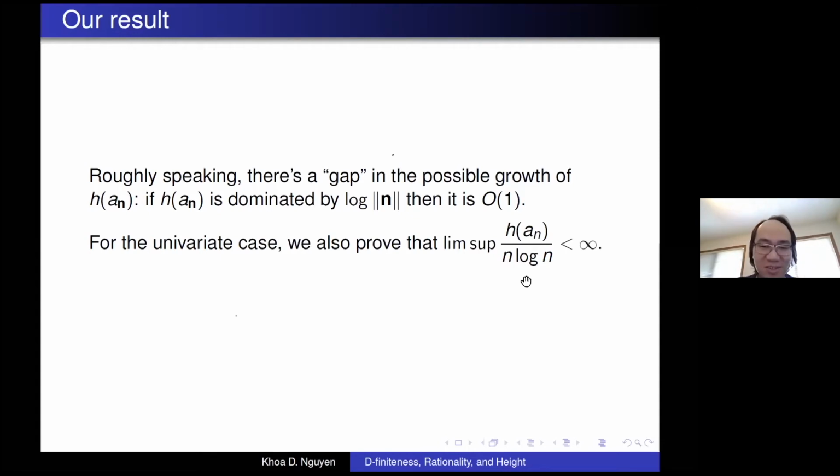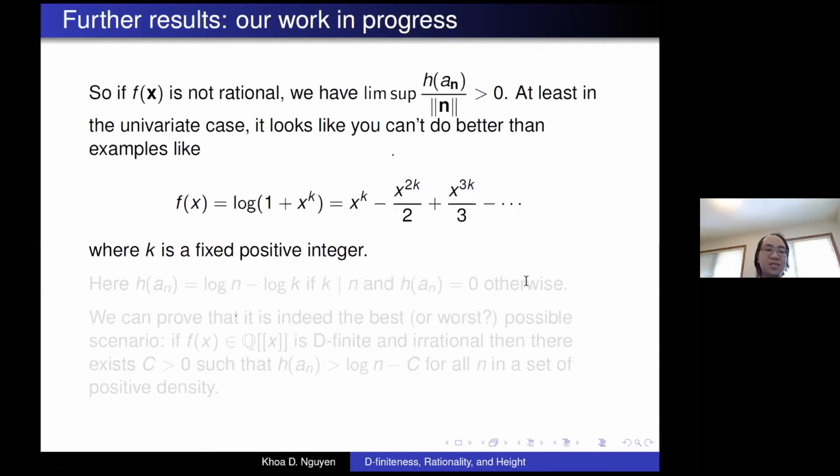You can think of that. Okay, so let me talk about further results after our work. If f is not rational, then we have limsup of the height of a_n over, oh, this is log n. There's a typo. It should be log n. Yes, of course. It should be log n here.